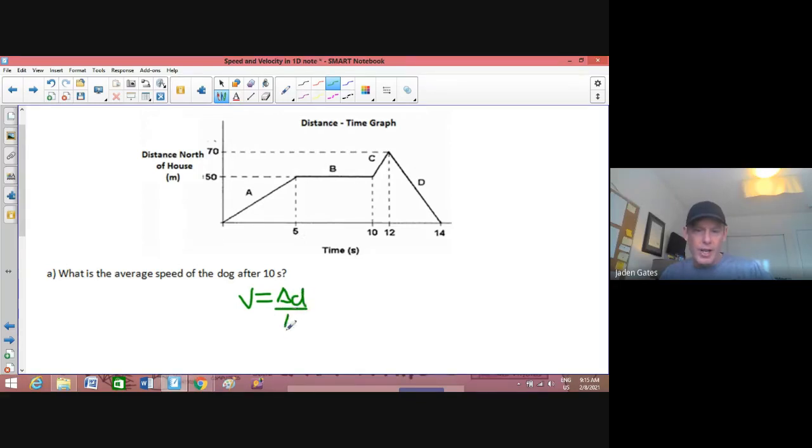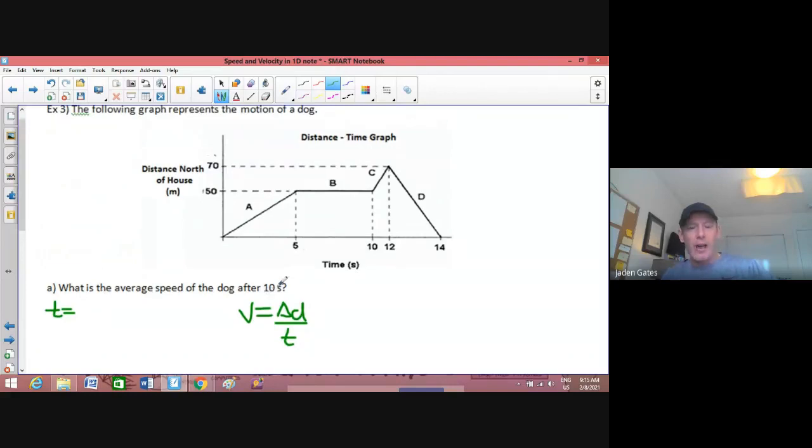The only thing is this time I'm going to use my graph to find the information. And so it says, what is the average speed of the dog after 10 seconds? Well, first of all, that means my time is 10 seconds. All right, but what we need to look at is our delta D. What distance did they travel? So I go over to 10 seconds, I go up, and that distance is 50 meters. It's in meters, yep, 50 meters north, but we don't care about direction.